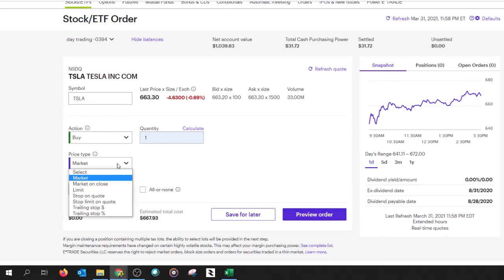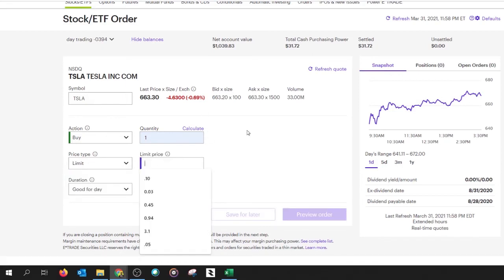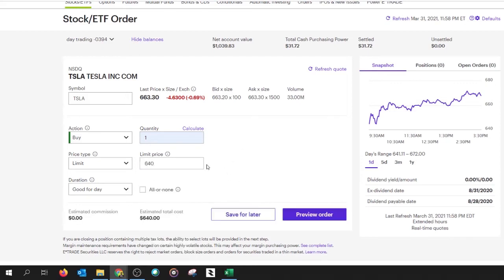So now there is another example, and that is limit. The easiest way to think about this is to say, I am choosing what price I want to buy this thing at. And that is that. There is no compromising. So if you're saying, you know what, I think Tesla's a little overpriced right now, I'm not paying anything until it gets down to about $640, you can go ahead and enter that amount here, and it says estimated total cost amount, $640.